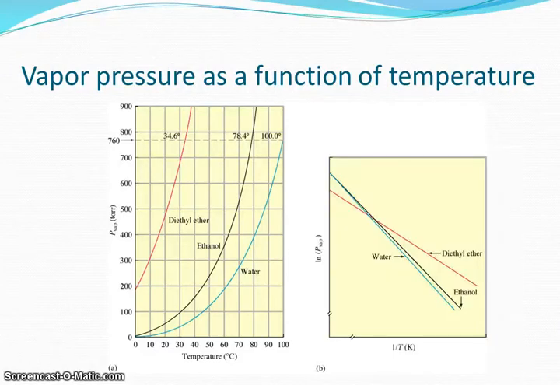Now, scientists, chemists, mathematicians, they don't like working with curves as much as they like working with straight lines. So if we were to take the natural log of our vapor pressure as a function of our inverse temperature, we end up with a straight line. And we can do some mathematical manipulations with a straight line.